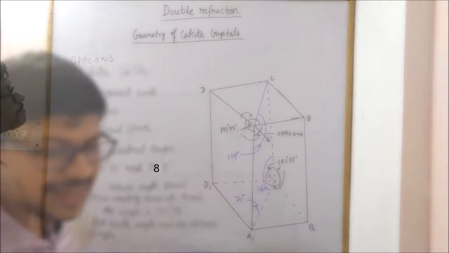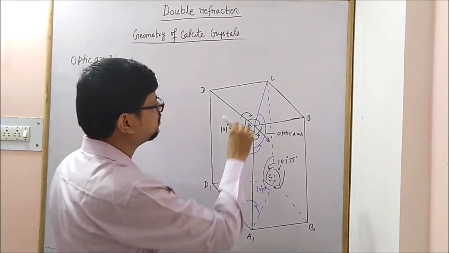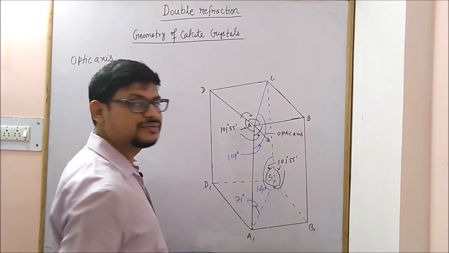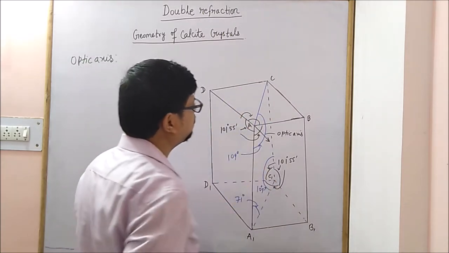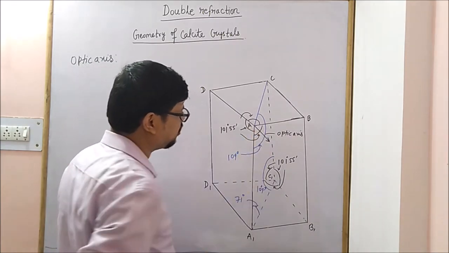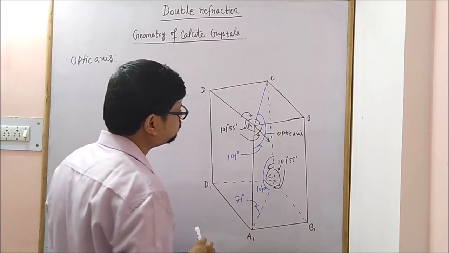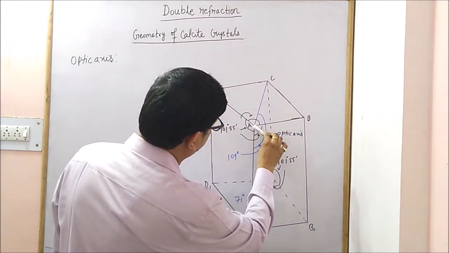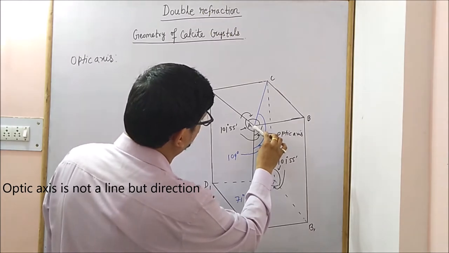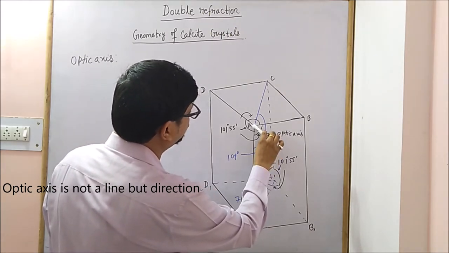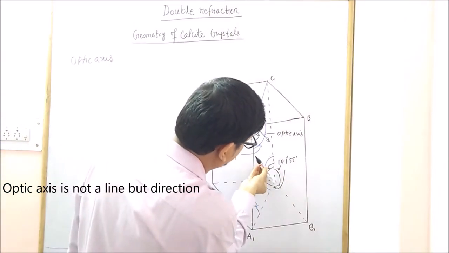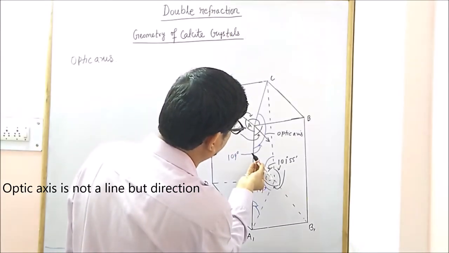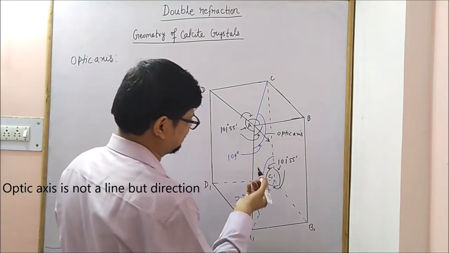Now, we shall define the optic axis. If a straight line is drawn within the crystal from the blunt corner, that is at A or at C1, which is equally inclined to the three meeting faces, then that line or any other line parallel to that line forms the optic axis. Therefore, if this is the line or direction which is inclined equally to the three meeting faces here, or the line or direction here which is equally inclined to the three meeting faces at C1, then they form the optic axis.